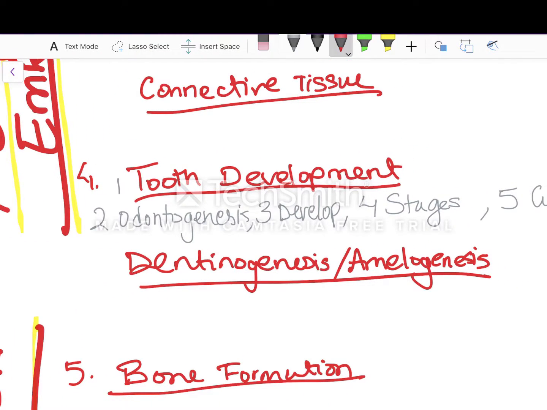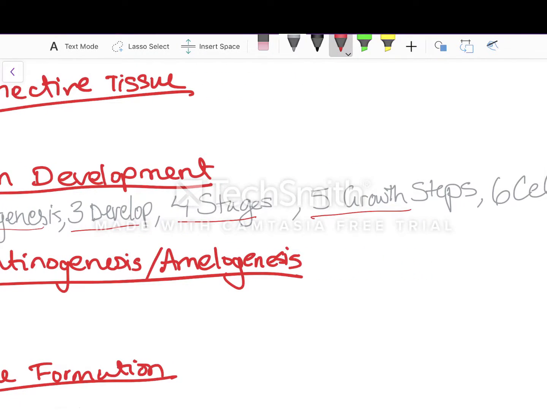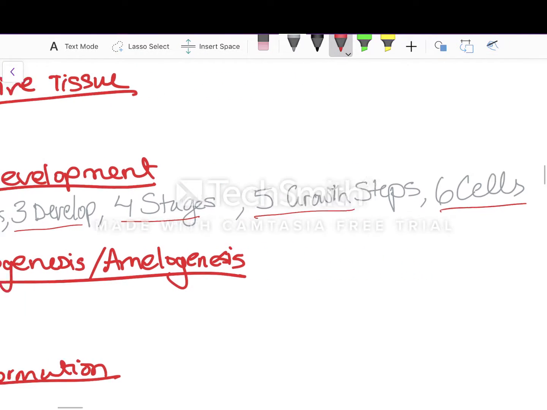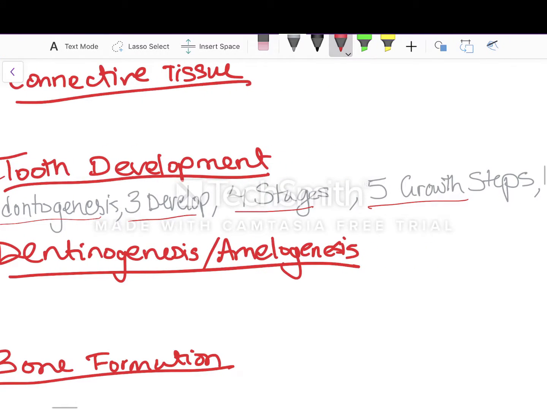You need your basic principles. So you need 2 odontogenesis, you need 3 development steps, you have 4 stages in there, you have 5 growth steps, and then you have 6 cells that are involved. So I just like this better. To make one tooth, you gotta have 1, 2, 3, 4, 5, 6 items in tooth development.